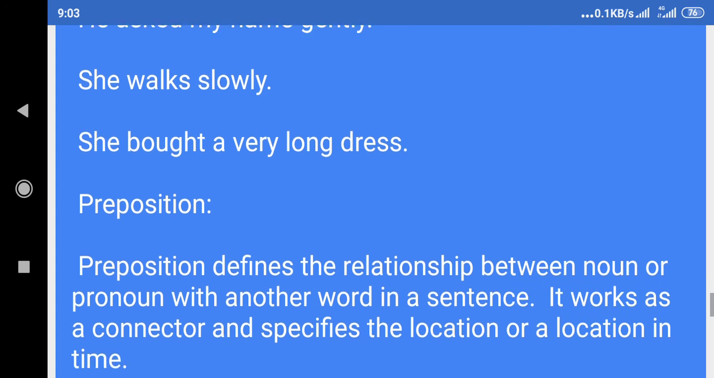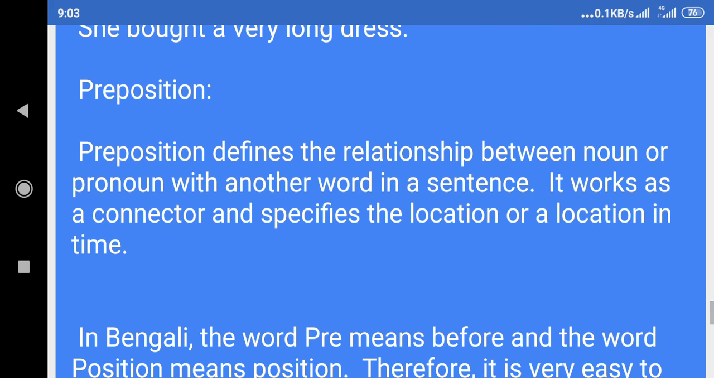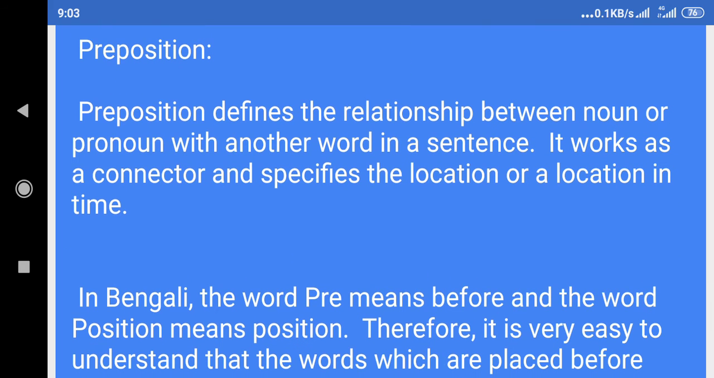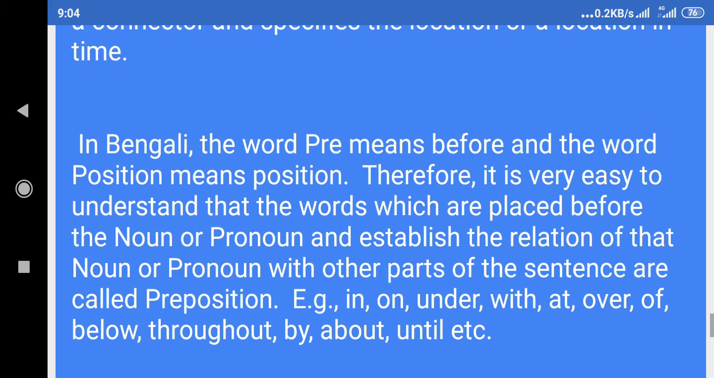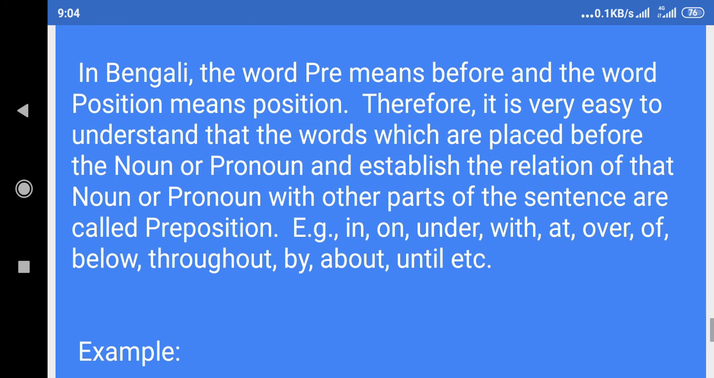Preposition. Preposition defines the relationship between a noun or pronoun with another word in a sentence. It works as a connector and specifies the location or a location in time. In Bengali, the word pre means before and the word position means position. Therefore, it is very easy to understand that the words which are placed before the noun or pronoun and establish the relation of that noun or pronoun with other parts of the sentence are called preposition.